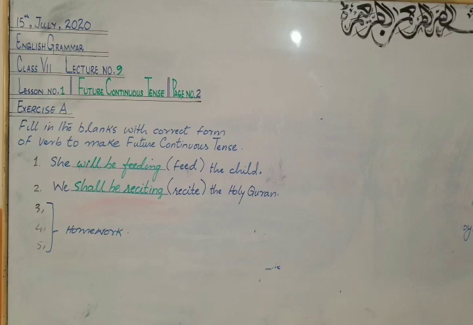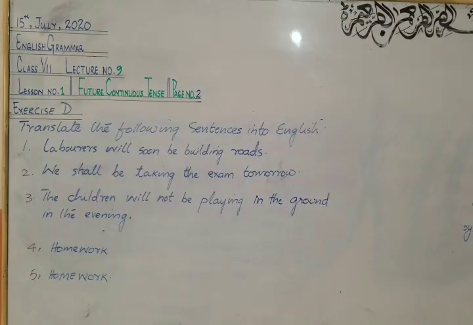Now take out your books and open page number 4 for exercise D. And exercise D is translate the following sentences into English. ठीक है, नीचे दिए हुए जुमलों को इंग्लिश में ट्रांसलेट करें. एंड द फर्स्ट सेंटेंस इज मजदूर अनकरीब सड़क बना रहे होंगे.